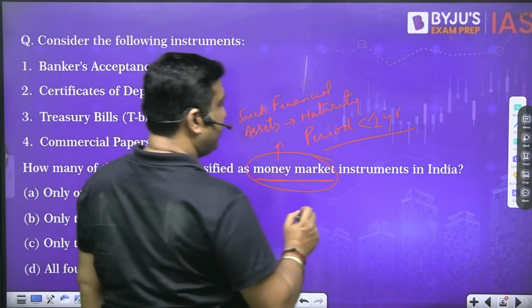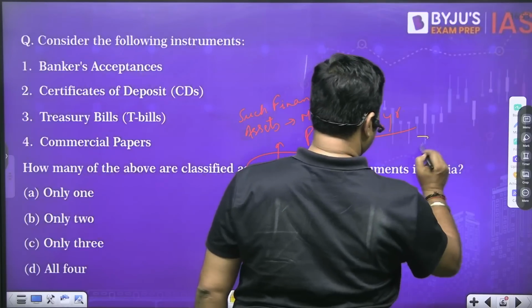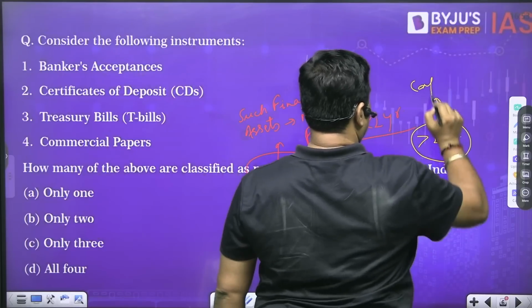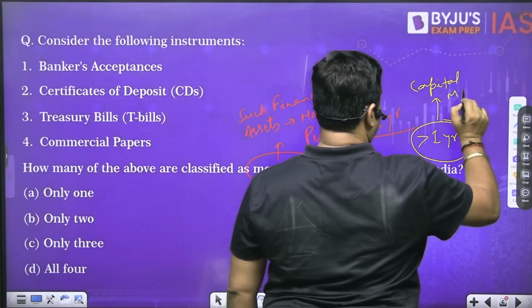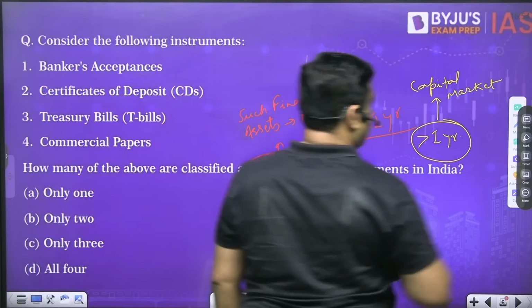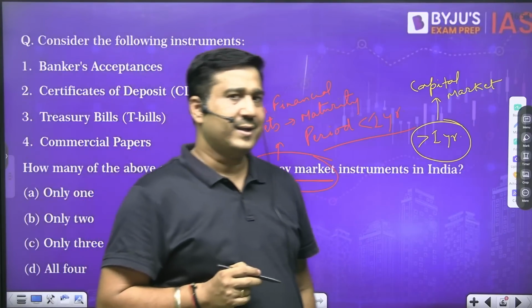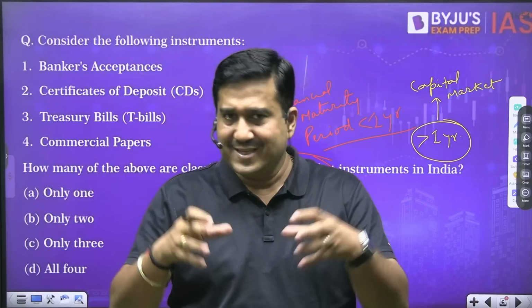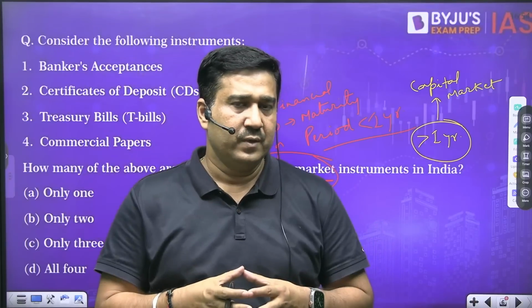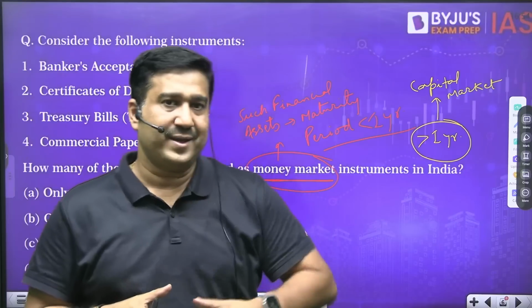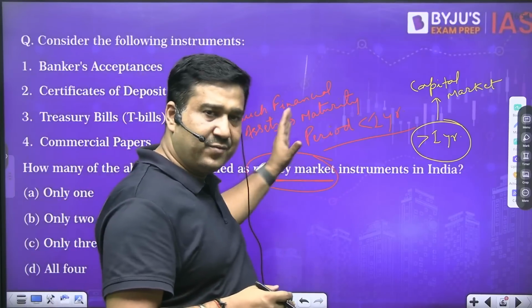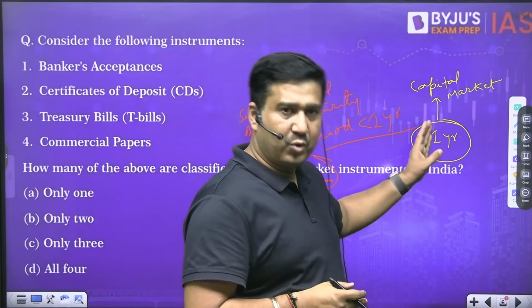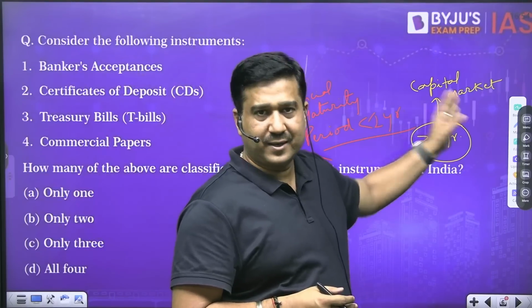And second is, if the maturity period is more than 1 year, then it is subject to capital market. It simply means money market and capital market are not two marketplaces. These are not two physical places. These are actually decided on the basis of the maturity period of any financial instrument. If the maturity period is less than 1 year, they are instruments of money market. If the maturity period is more than 1 year, they are instruments of capital market.